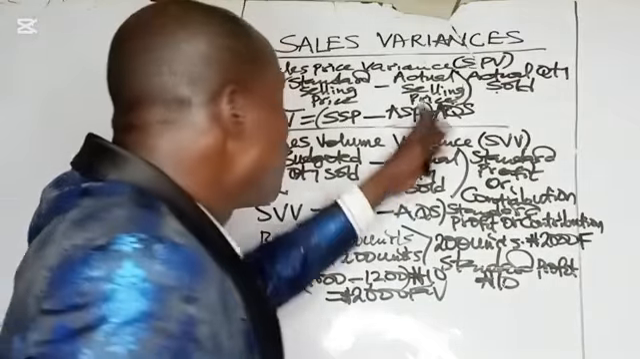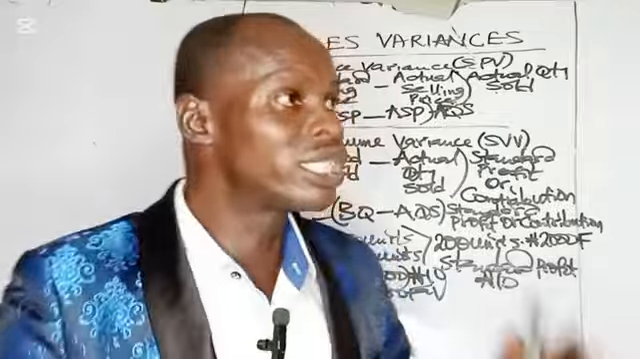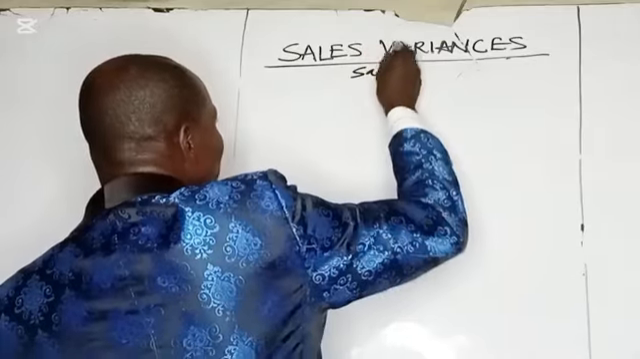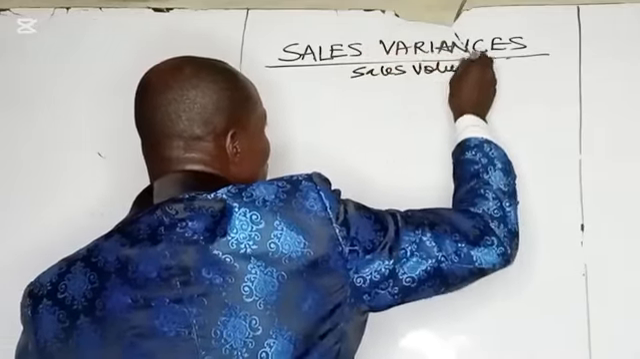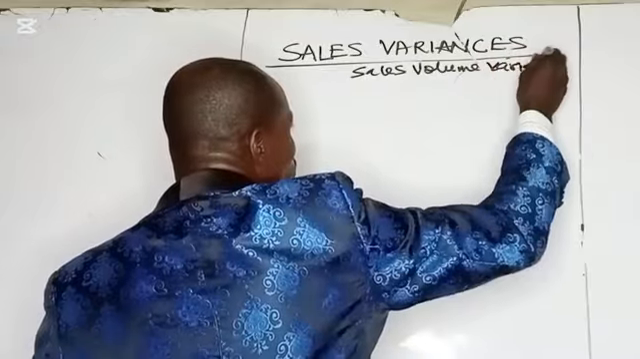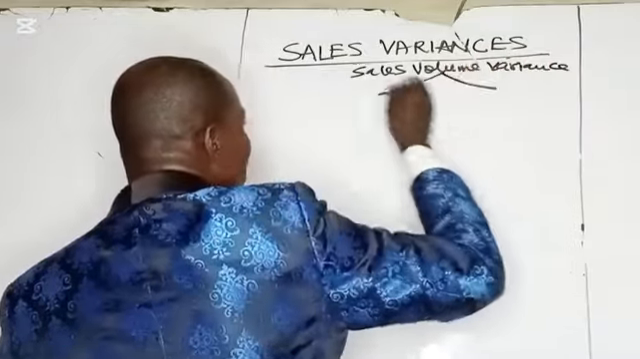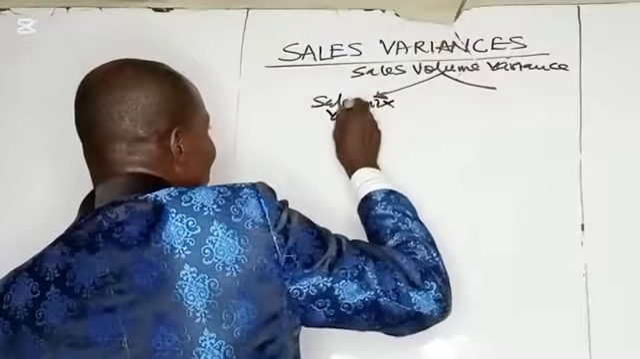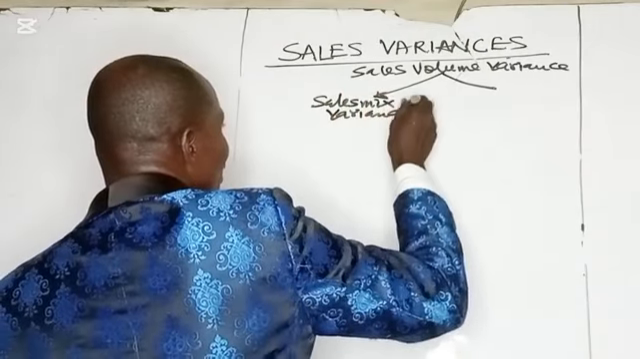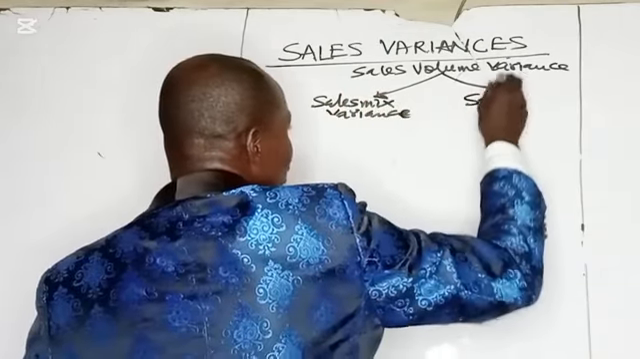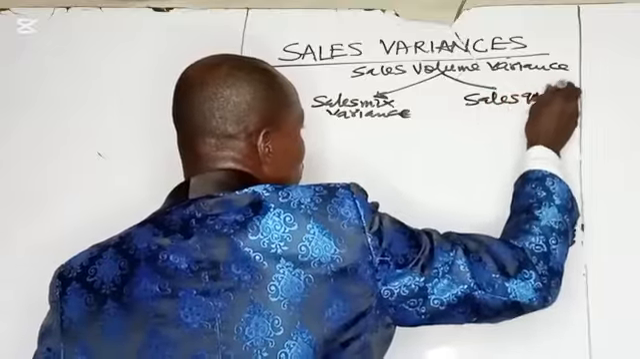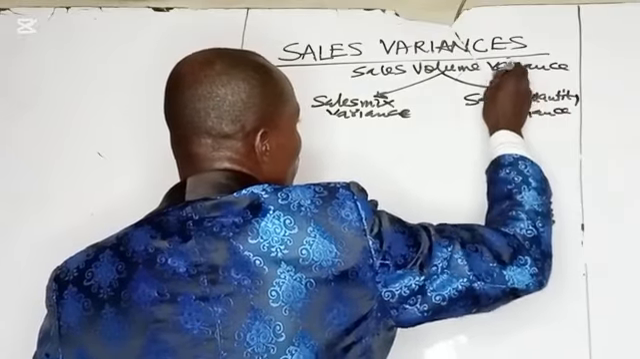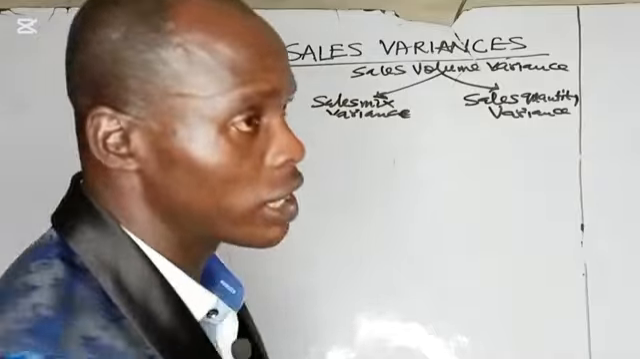Then we said the sales volume variance can be divided into two: the sales mix variance and the sales quantity variance.